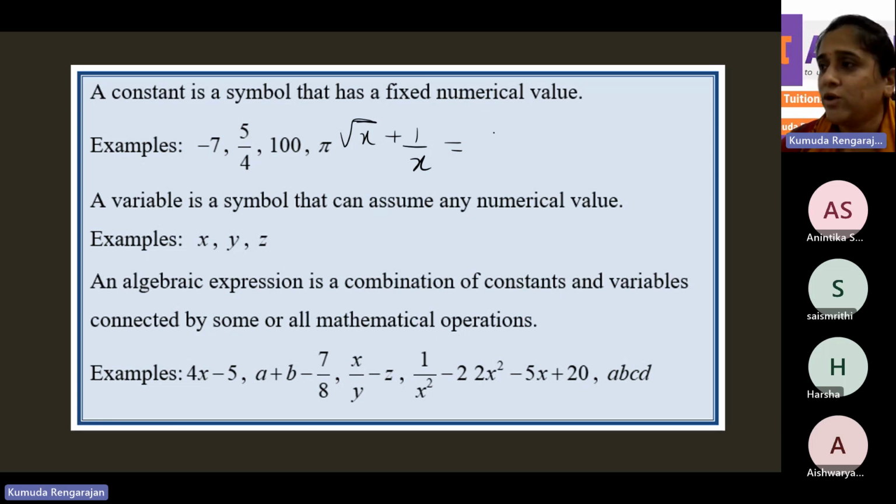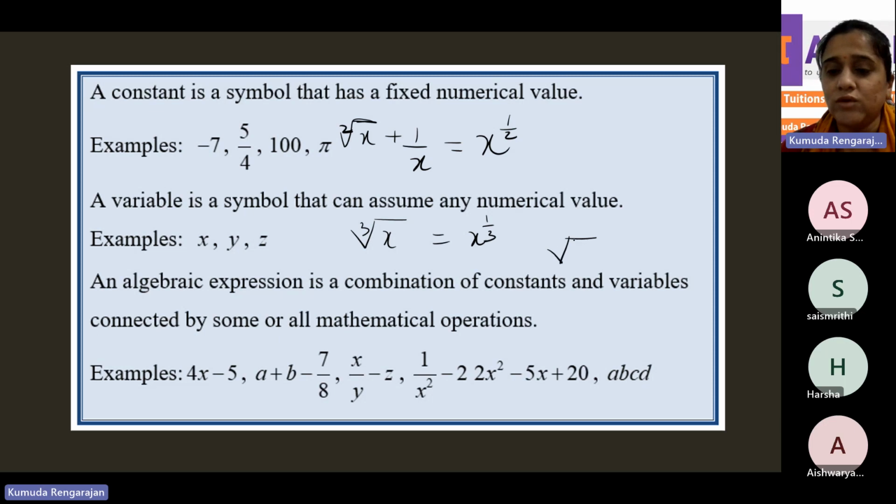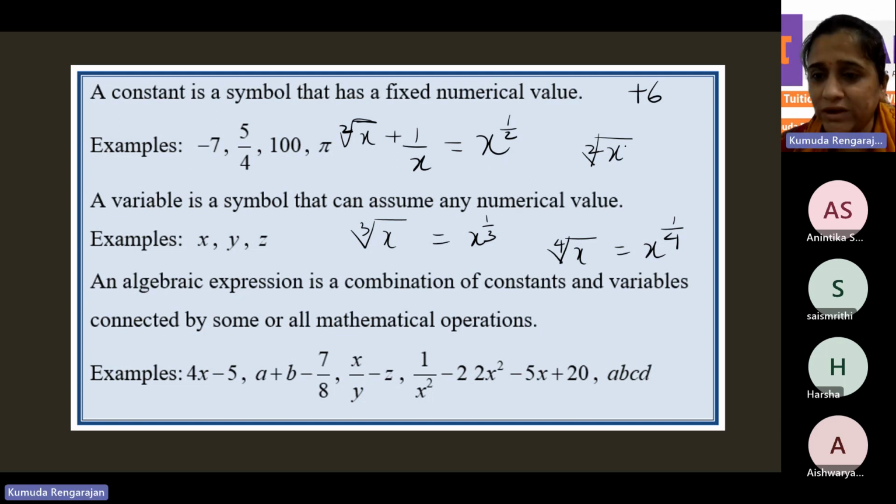The exponential way of writing root x is x to the power 1 by 2. There's a 2 here. Cube root of x can be written as x to the power 1 by 3. Fourth root of x is written as x to the power 1 by 4. So for square root of x, there's a 2 here. We don't write a 2 there, but there is a 2. Like when we write 6, it's +6, but we don't write the plus. Even if you don't write it, we know there's a plus there. Similarly, why do we read this as square root? Because there's a 2 here, and this is a square.